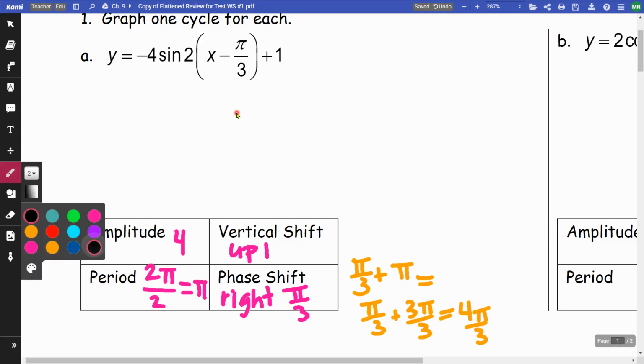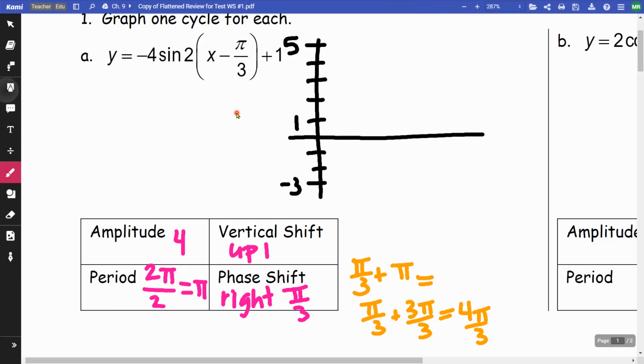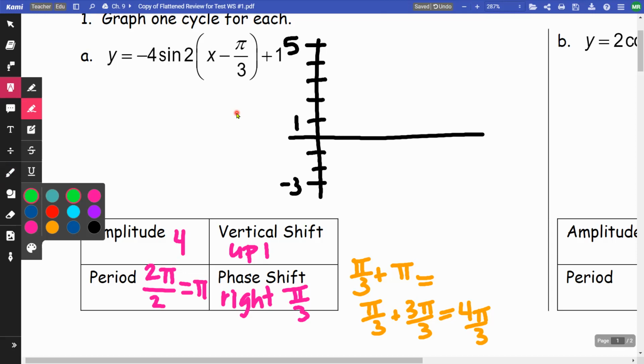So let me get my graph going. I'm going to be starting up at 1. So maybe I drop it down slightly. Okay, so my start is going to be at 1. I'm going to be going 4 above that. So 1, 2, 3, 4. So that puts me up at 5. And I'm going to be going 4 below. So 1, 2, 3, 4. That puts me down at -3. So our vertical shift is right here at 1. Our high is going to be at 5. Our low is going to be at -3.